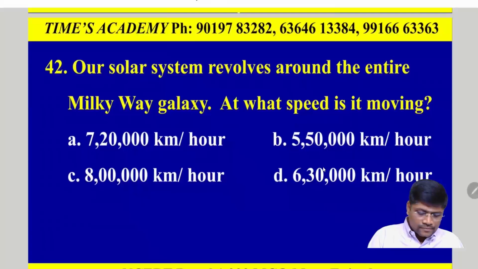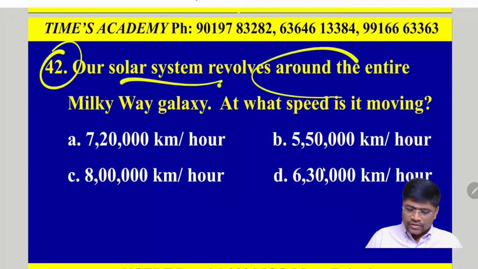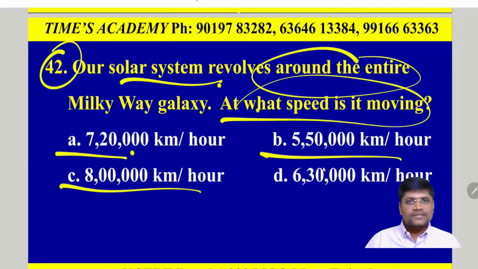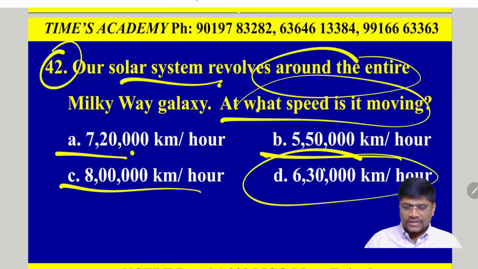Question number 42. Our solar system revolves around the entire Milky Way galaxy, as we just discussed. At what speed is it moving? Option A says 7,20,000 kilometers per hour. B, 5,50,000 kilometers per hour. C, 8 lakh kilometers per hour. And D, 6,30,000 kilometers per hour.